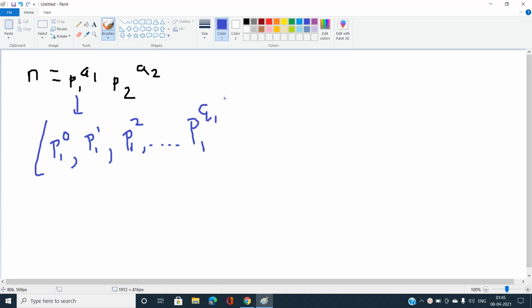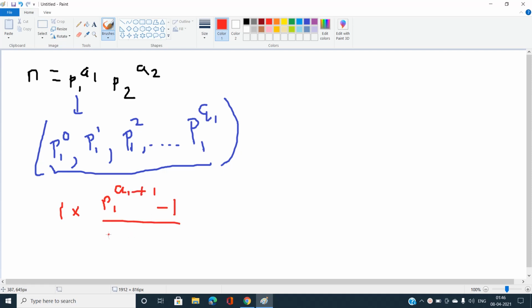And if I need to find the sum of the divisors, I need to add up all these terms. If you focus on this addition, you will find that it is nothing but a geometric progression with common ratio p1. So I can write this sum as 1 into p1 power the number of terms, a1 plus 1, minus 1, upon the common ratio minus 1.